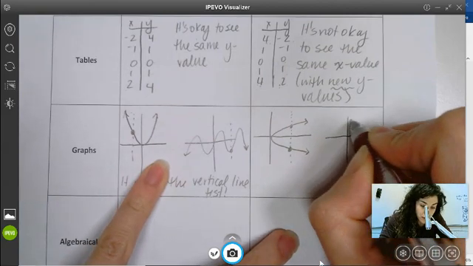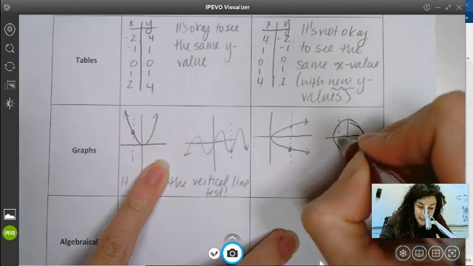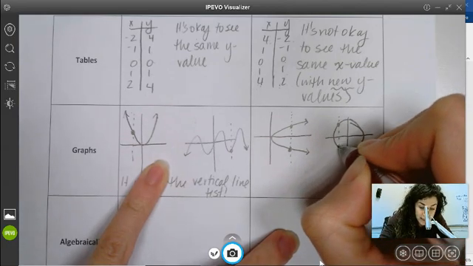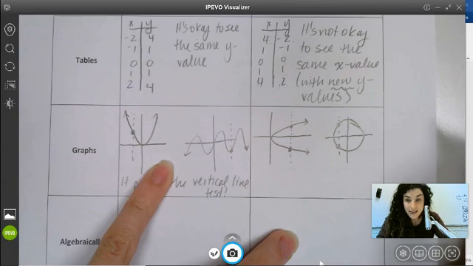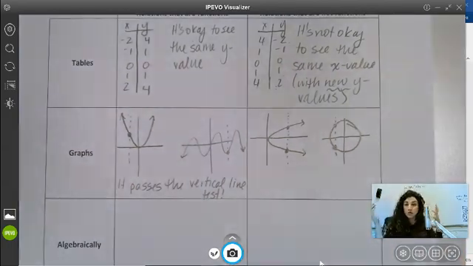A circle. You can absolutely graph a circle. There is a relation and an equation that is a circle. But the equation of a circle is not a function because it does not pass your vertical line test. So you can still create equations that are relations. They exist, they work, but they're not necessarily functions.